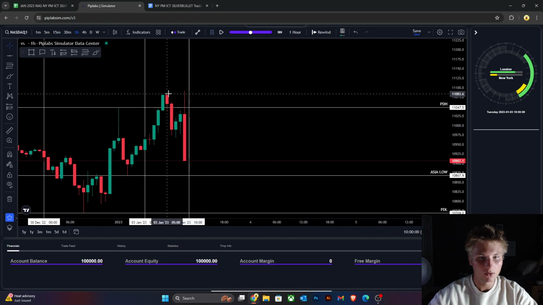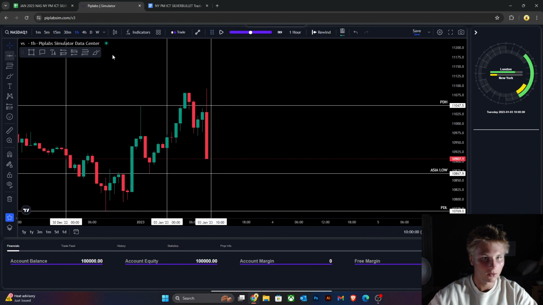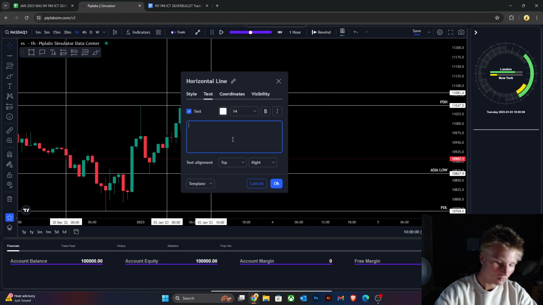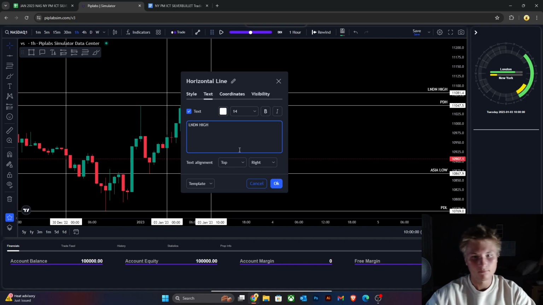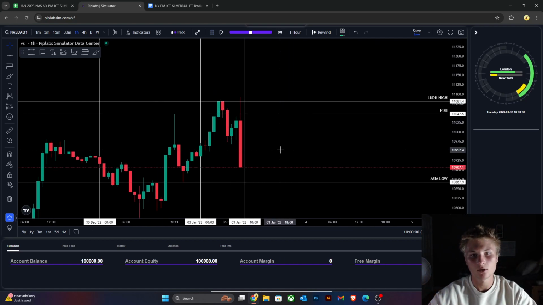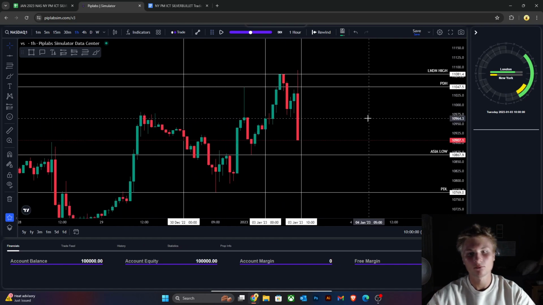For London, looks like London high was already swept here. So you can see that reaction off the London high. Pretty big move right there.